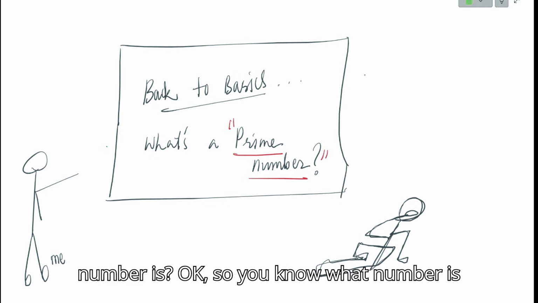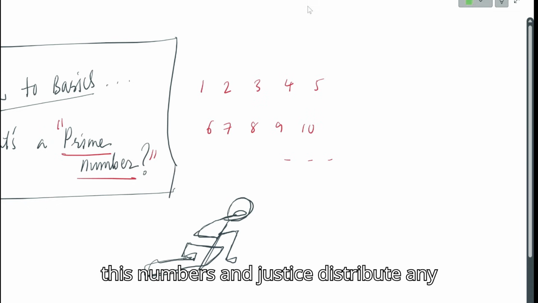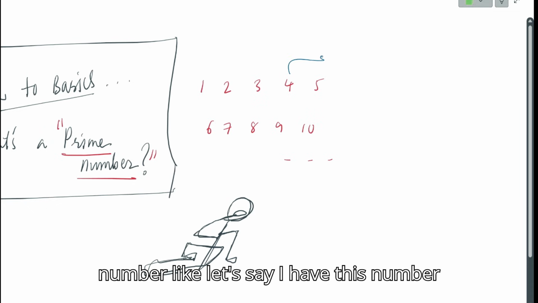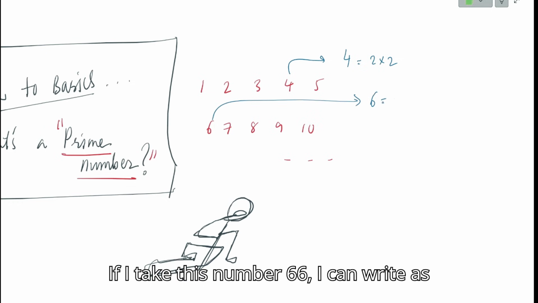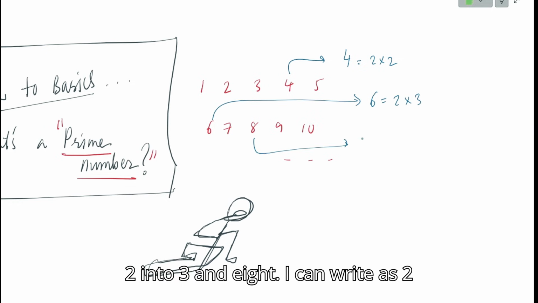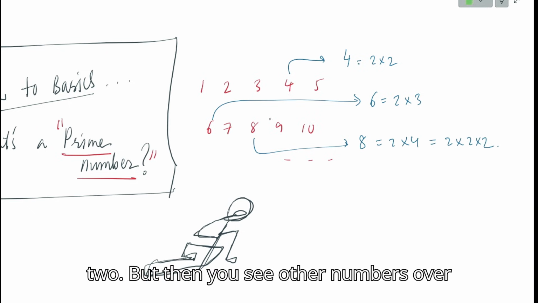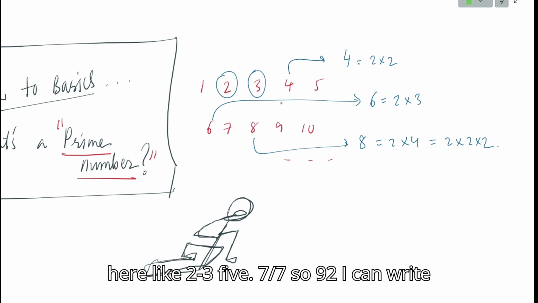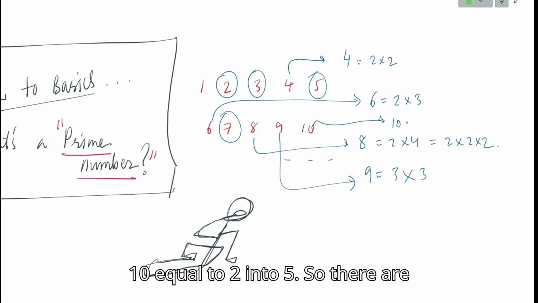Okay, so you know what a number is, right? Numbers go like this: 1, 2, 3, 4, 5, 6, 7, 8, 9, 10, and so on. If you take just about any number, let's say 4, I can write 4 as 2 times 2. 6 I can write as 2 times 3. And 8 I can write as 2 times 4, which is also 2 times 2 times 2. But then you see other numbers like 2, 3, 5, and 7. 9 I can write as 3 times 3, and 10 is equal to 2 times 5.